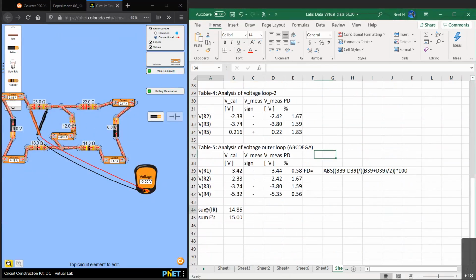And also I checked extra other information right here, right? All of that information, we actually need in table number 6. Let's do table number 6. Now on there, we are actually going to check the loop rule. So, analysis of the loop rule.